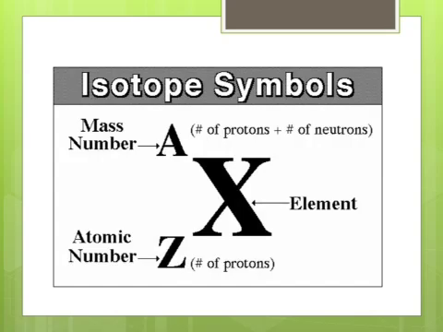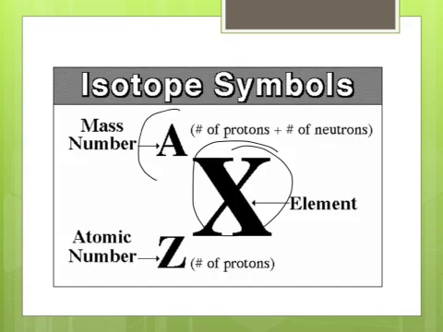Isotopes have symbols, meaning a condensed way to express that you have an isotope. This is the format you're going to need to know. This is called an isotope symbol. It's also called a nuclear symbol. If you notice, in the middle right here goes the element's symbol. So for carbon, we put a big C in the middle. For hydrogen, we put a big H.